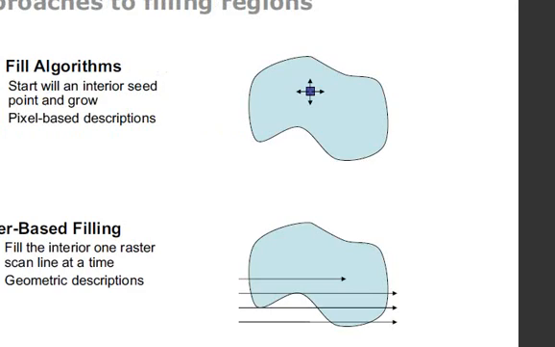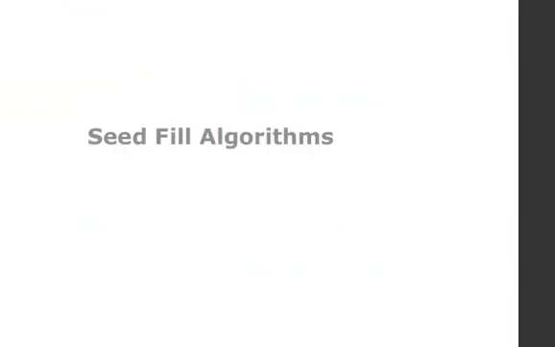In filling regions, we have two approaches: the seed filling algorithm and the raster filling algorithm. Seed filling means we select a point and then the color spreads all around this pixel. This is known as the seed filling algorithm. Raster filling means you scan a line and fill the color, then again scan the line and fill the color, and so on. That is how raster filling and seed filling work.